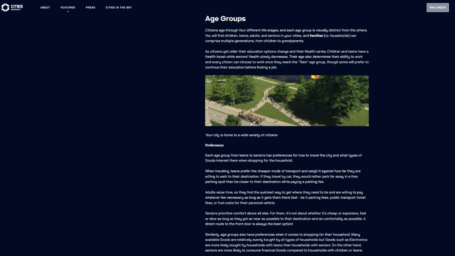Cool, so all that's pretty straightforward. I think it's interesting the health changes as you age. I think that's pretty cool. So you will actually see seniors having more health problems and making more regular visits to healthcare facilities. So that's pretty cool. And this image here says your city is home to a wide variety of citizens.